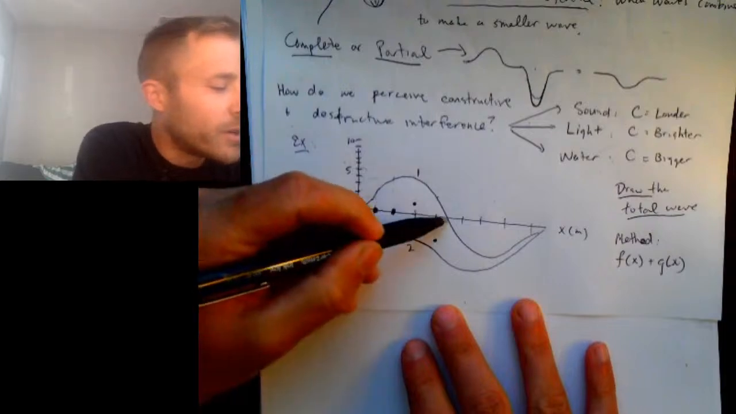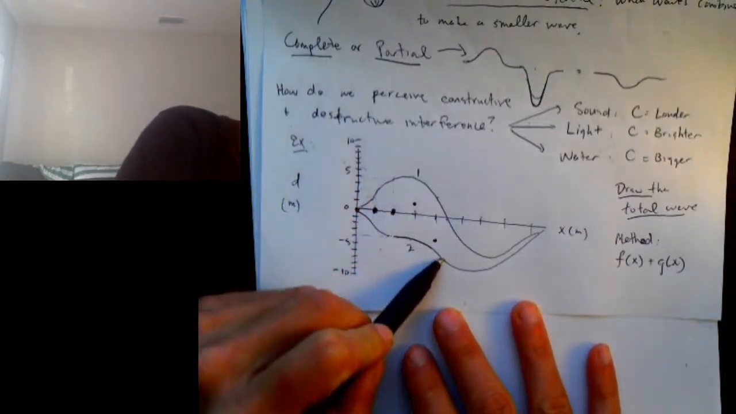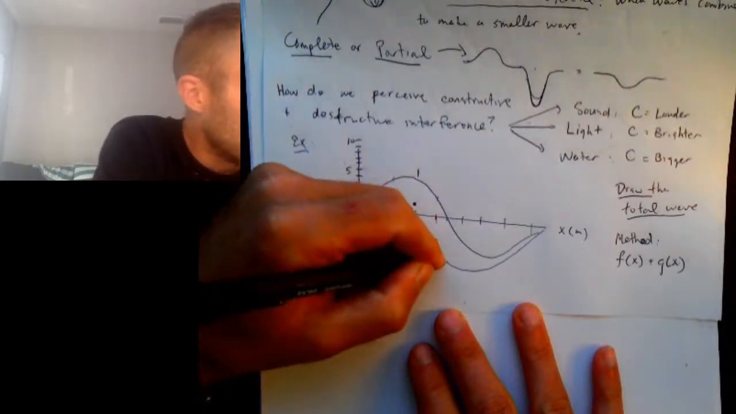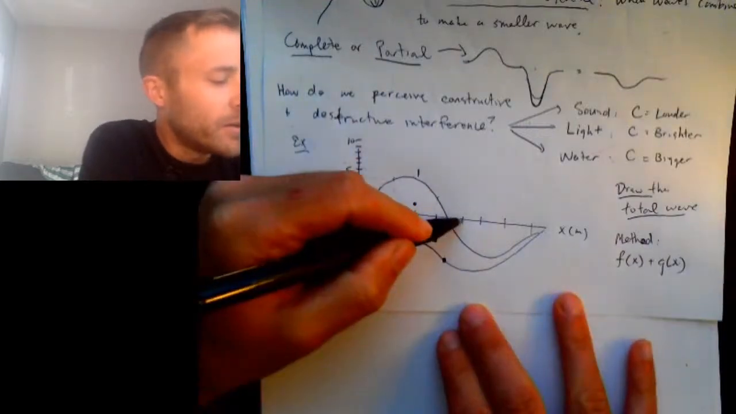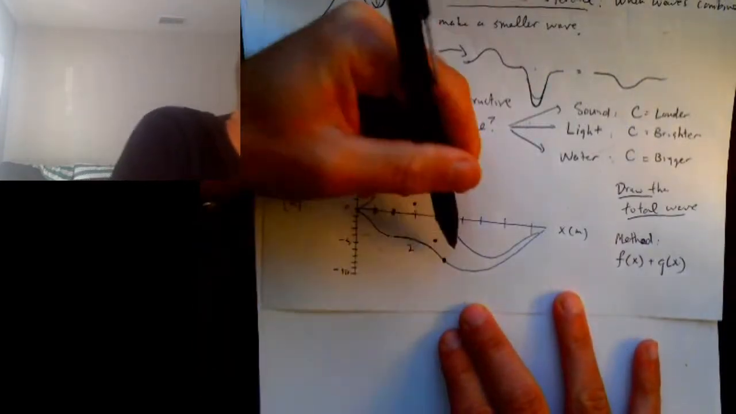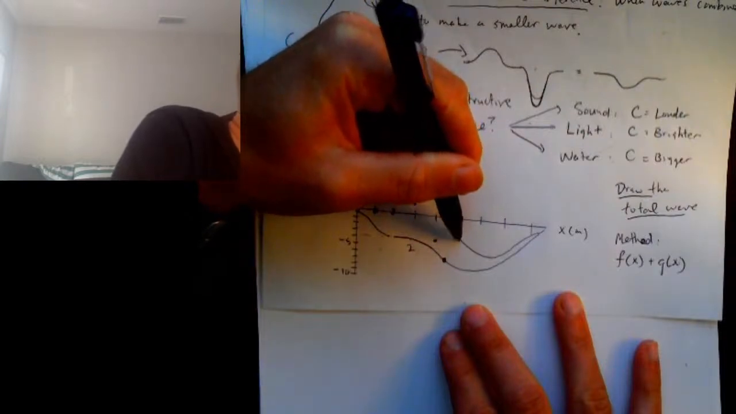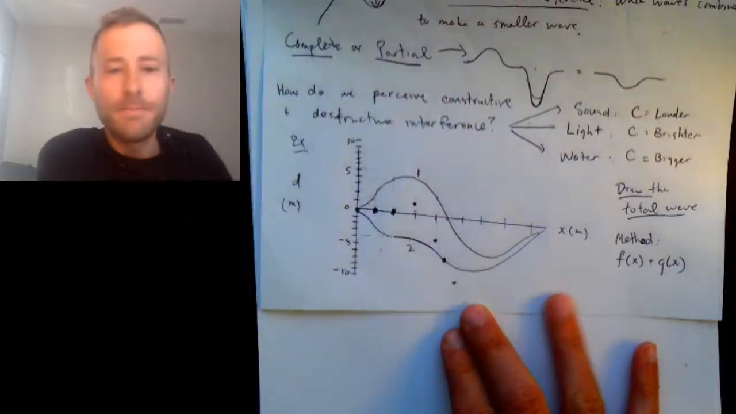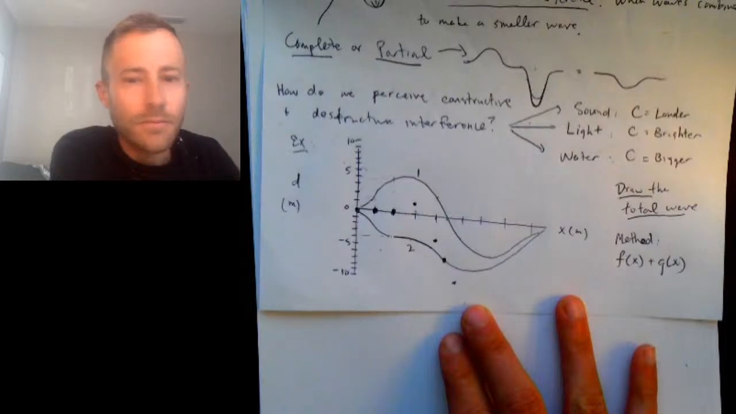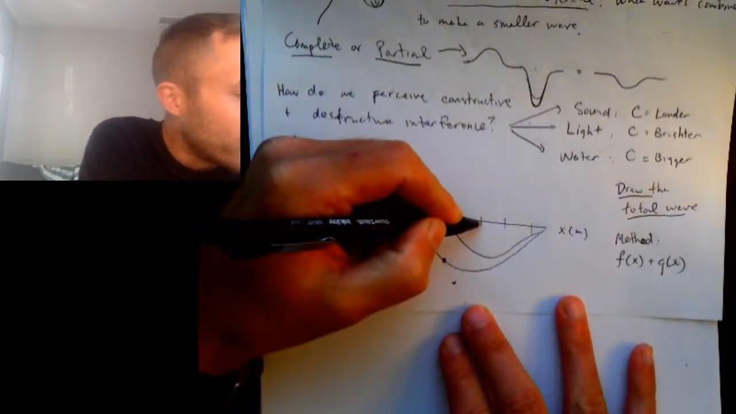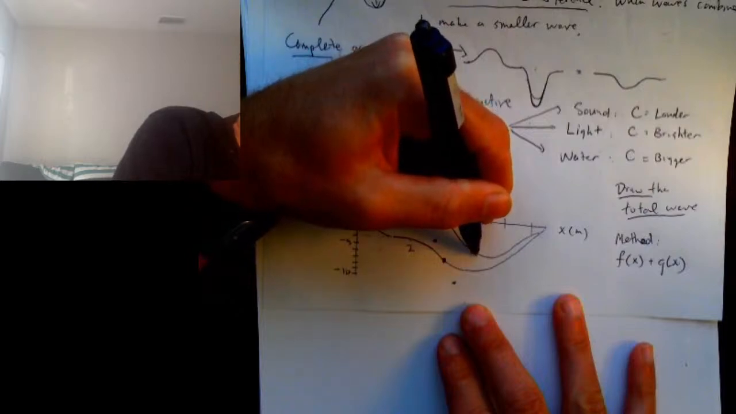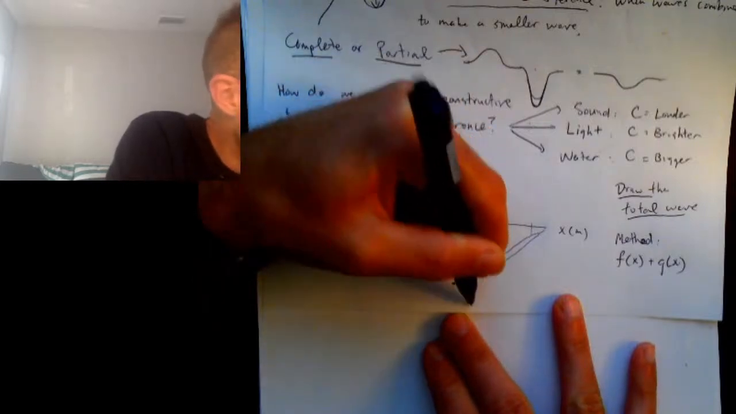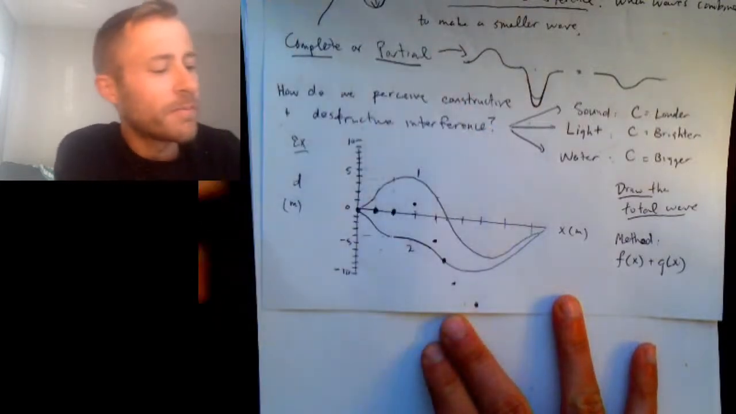Here, wave 1 has a value of 0. Wave 2 has a value of minus 7. Minus 7 plus 0 is minus 7. Here, wave 1 has a value of minus 3. Wave 2 has a value of minus 8. So the total wave is minus 11. Here, wave 1 has a value of minus 6. Wave 2 has a value of minus 9. So that's going to be like minus 15. That's like down here.